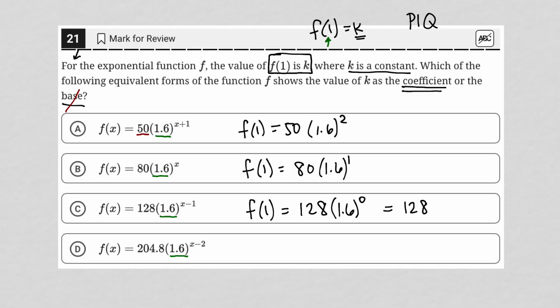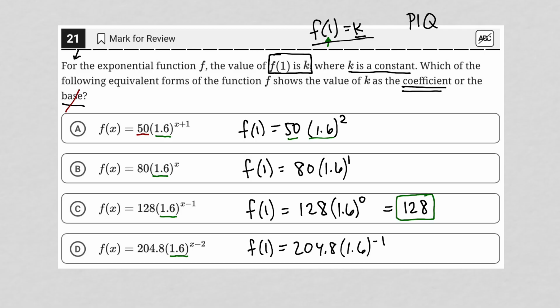And then for choice D, we'd have f of 1 is equal to 204.8 times 1.6 to the 1 minus 2, which is negative 1. So out of all of these options, the only option that has just a constant, right? Because we know f of 1 is a constant. The only one that has just a constant for f of 1 is choice C. It's the only one where we just get a solid number.